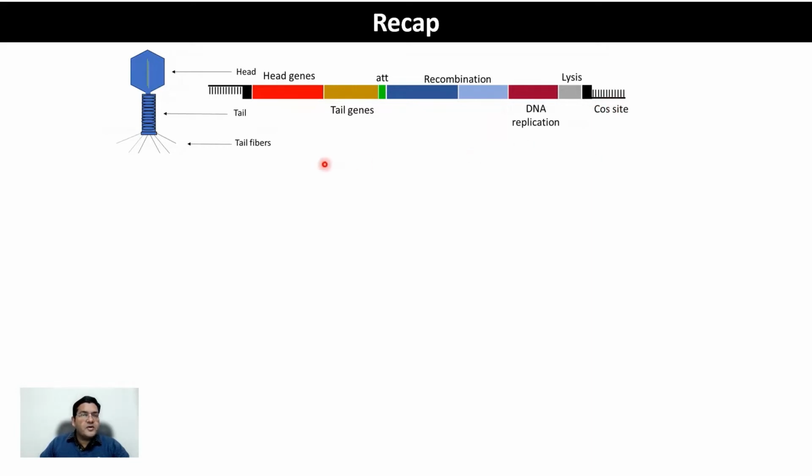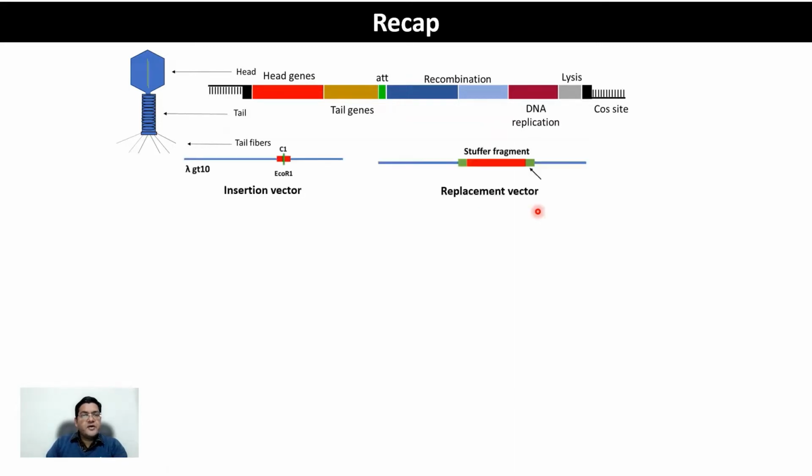What is also important is that the genes for the lysogenic life cycle are found here and can be completely removed, and this region can be replaced by your DNA of interest. So depending on whether a part of the lambda genome is removed or not, you have two types of vectors that are available with respect to lambda Phage: one that is known as the insertion vector and the other that is known as a replacement vector.